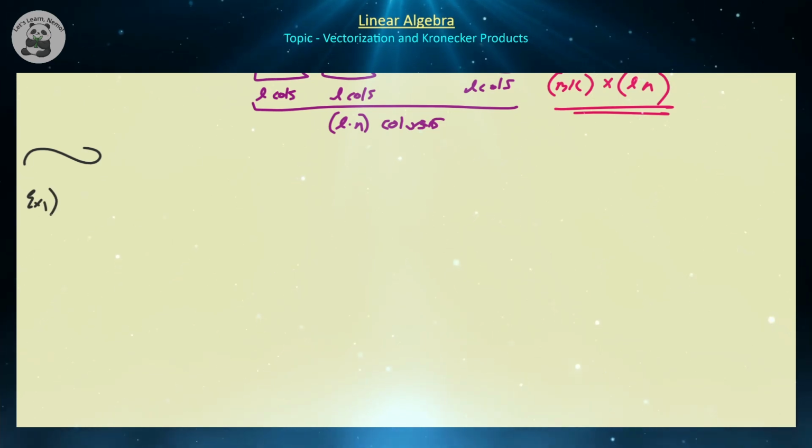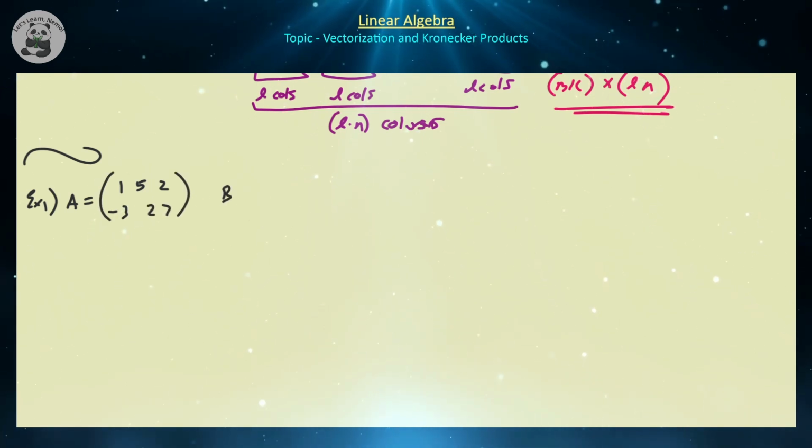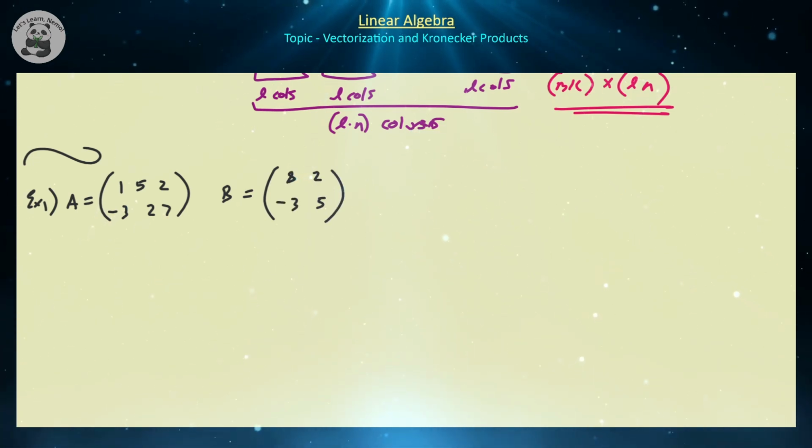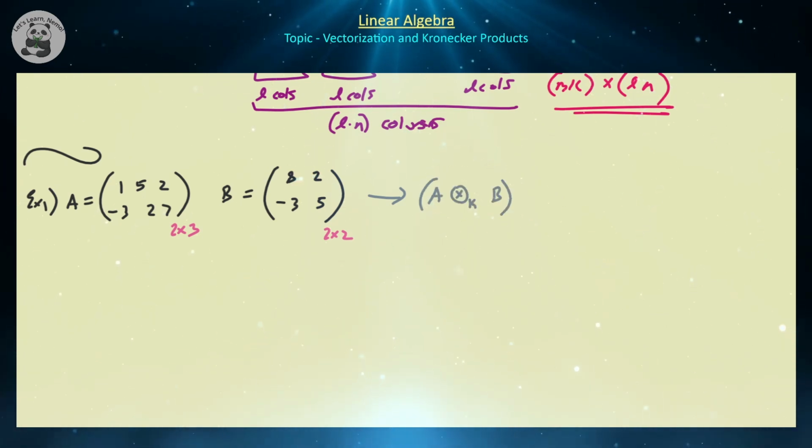So let's work through a couple examples to see if we understand this definition. Example 1. Let's define A to be the matrix 1, 5, 2, minus 3, 2, 7. Let's define B to be the matrix 8, 2, minus 3, 5. So A is a 2 by 3, B is a 2 by 2. What are going to be the dimensions of the Kronecker product of A with B? We're going to have 2 times 2 rows, and 3 times 2 columns. So we're looking for a 4 by 6 matrix when we're done with this calculation.